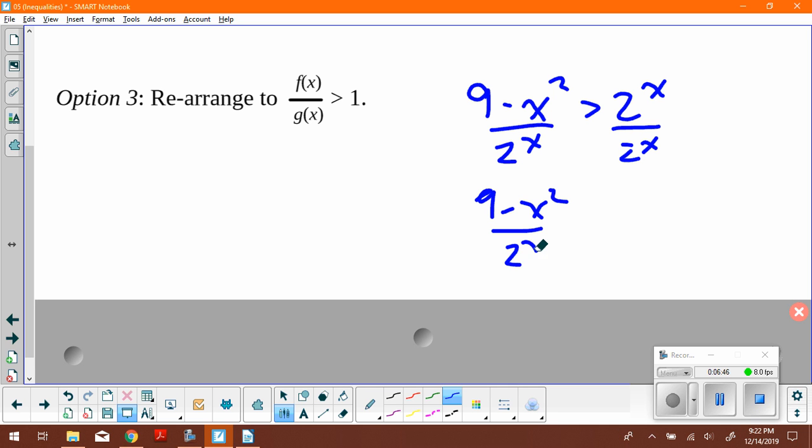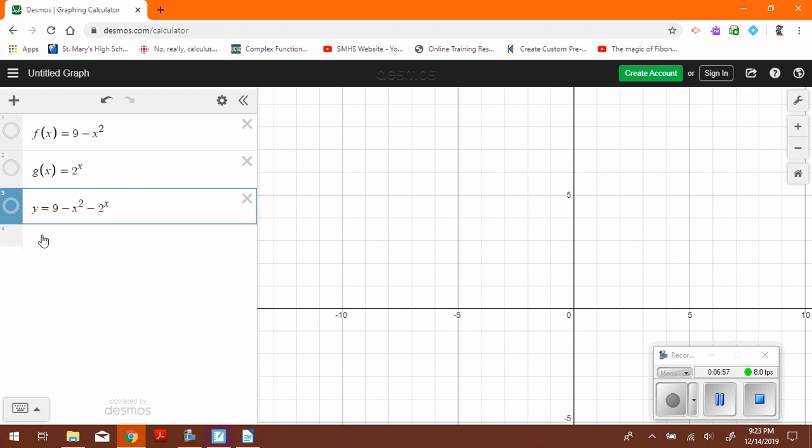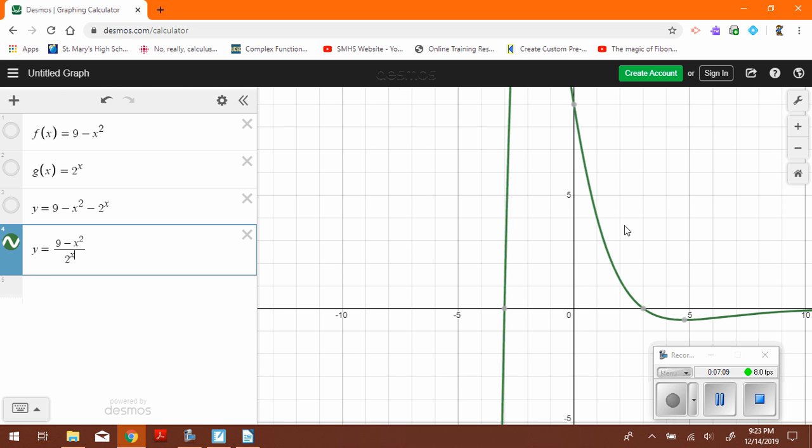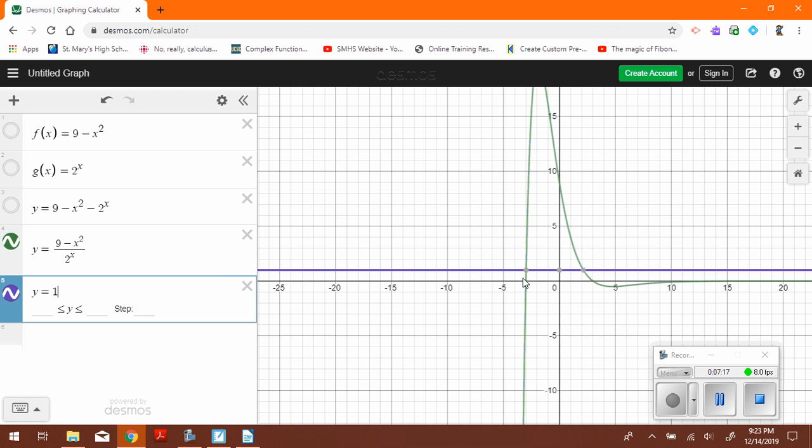So 9 minus x squared over 2 to the x is greater than 1. So I now have 1 equals 9 minus x squared over 2 to the power x. To see where that's greater than 1, I'm going to graph the line y equals 1 and find their intersections. And again, we get the exact same points.